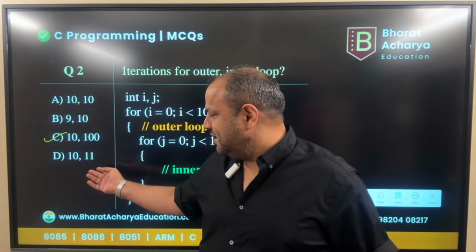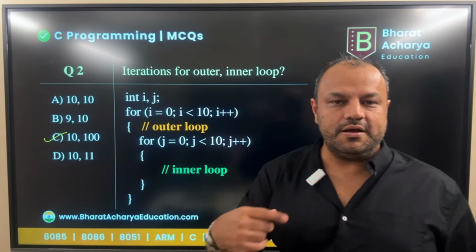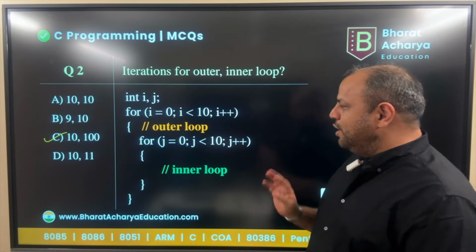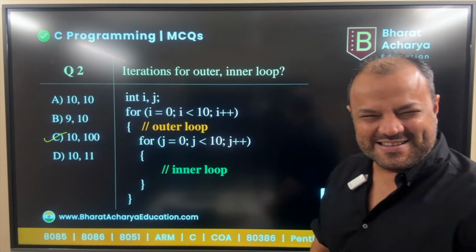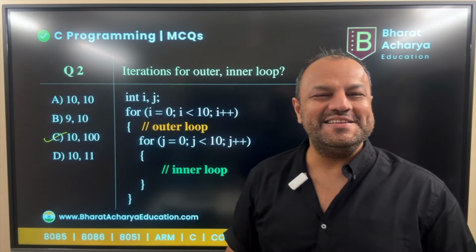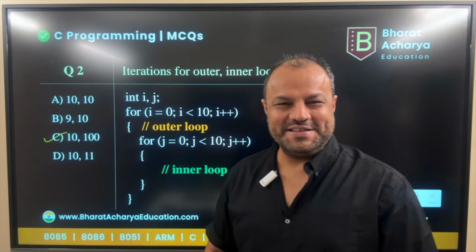What was the last option? 10 and 11. Again, the question of 11 comes for people who don't understand how loops work. If your concept of looping is clear, you know the moment you see the question, the answer is 10 and 100. Now, these were two college level questions, college VIVA level questions.